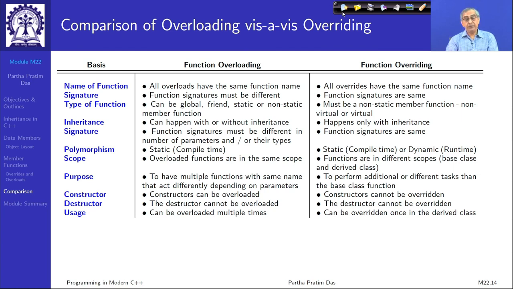The destructor, as we have seen, cannot be overloaded, because destructor has to be unique. It cannot be overridden also for the simple reason that the destructor of the base class and the destructor of the derived class, like constructor, have different names. Okay. And naturally, overloading can be done multiple times, but overriding can be done only once in a particular derived class. So, these are the relationships between function overloading and overriding.